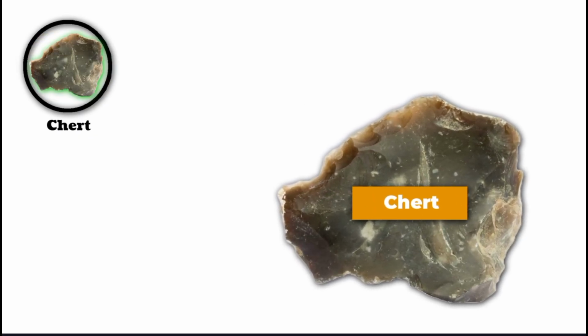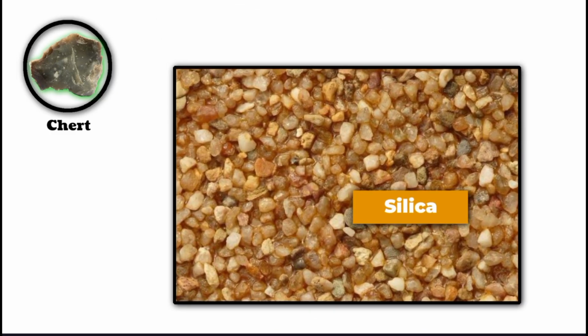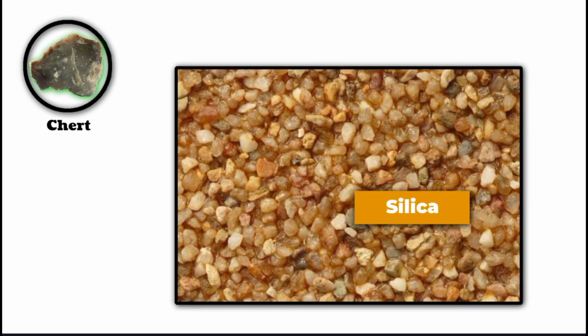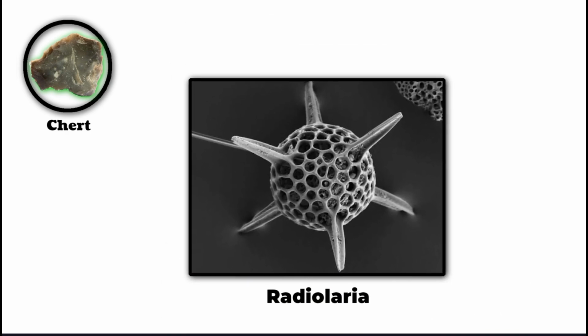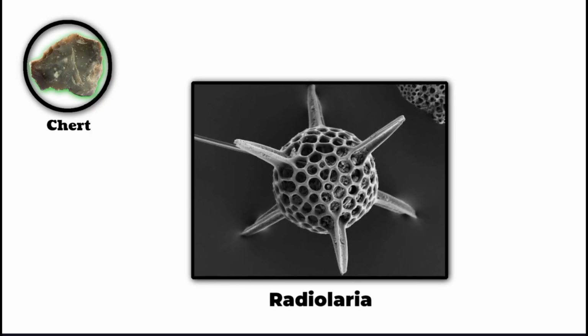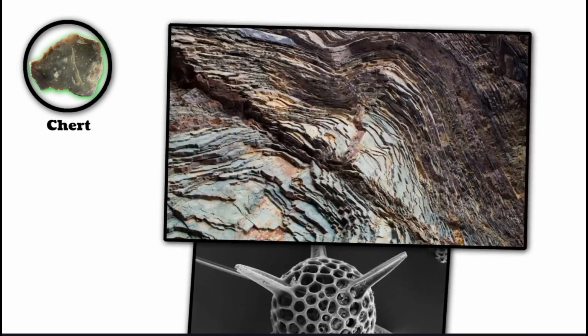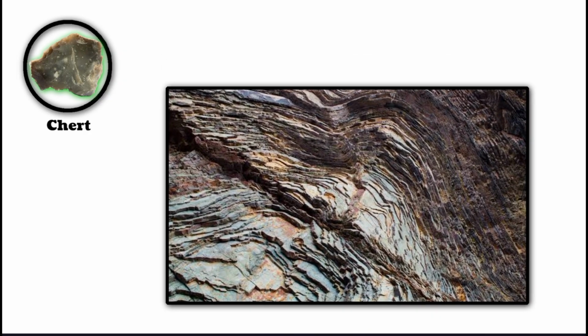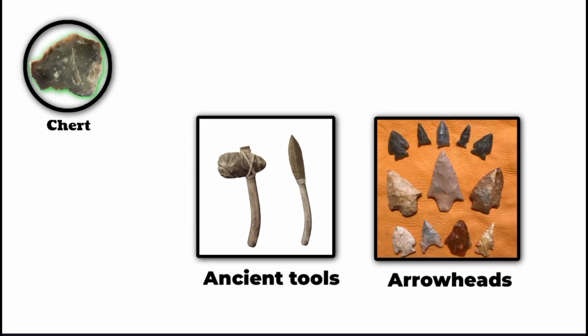Number 8. Chert. This is a hard, dense rock made of microscopic crystals of silica. It can form chemically when silica-rich fluids move through limestone or biologically from the skeletons of tiny sea creatures like radiolaria. Because it breaks with a conchoidal fracture, meaning it curves like a seashell, it creates incredibly sharp edges. This is why it was the primary material for ancient tools and arrowheads.